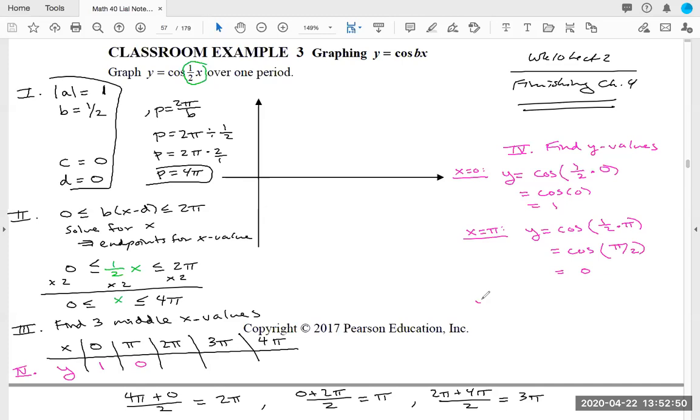Okay, I'll do one more for good measure. If x is 2 pi, y equals cosine of 1/2 times 2 pi, which is cosine of pi, which turns out to be -1. Then from x being equal to 3 pi, you're going to get 0, and x being equal to 4 pi, you get 1 for y.